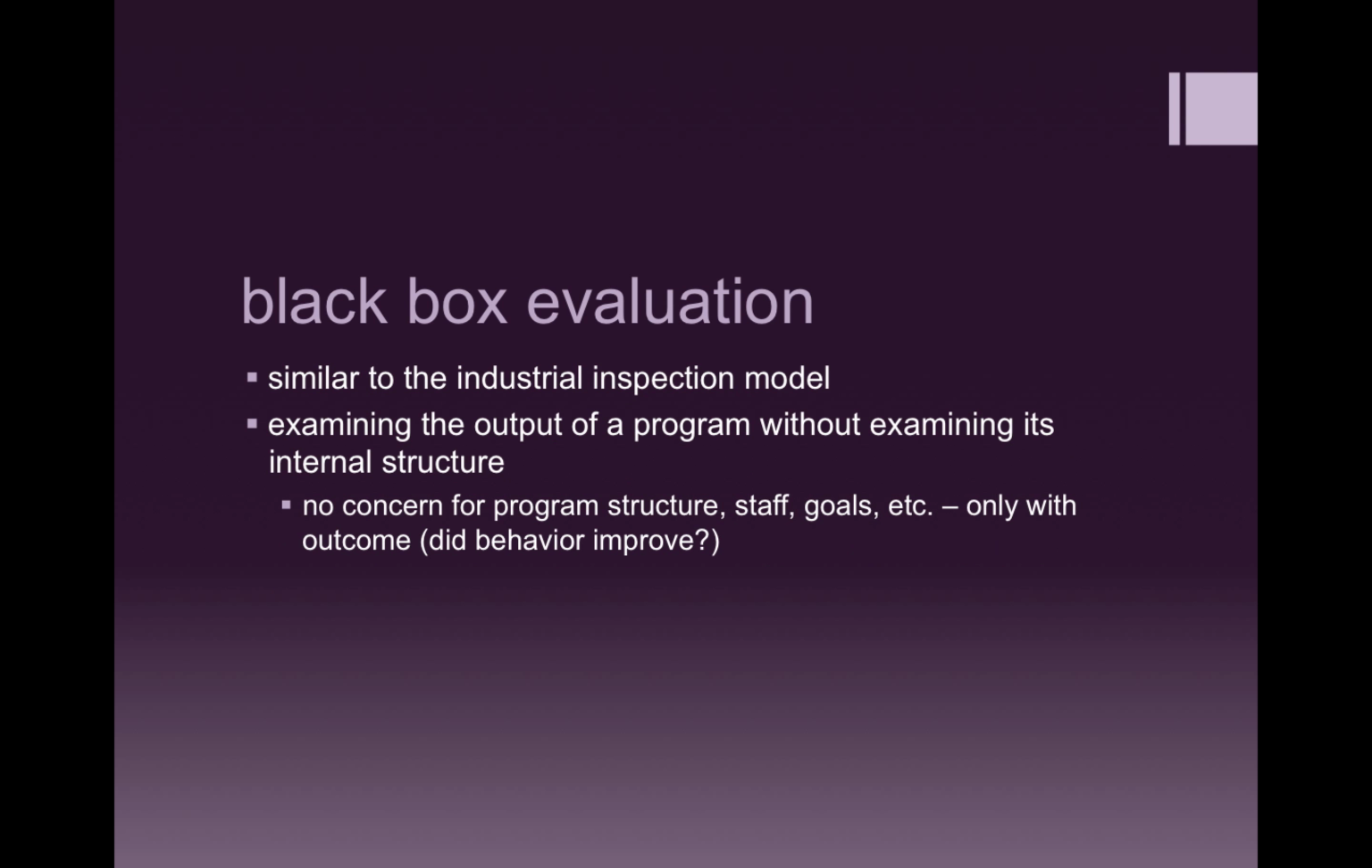Then we have the black box evaluation, which is similar to the industrial inspection model, but it's an evaluation that is designed to examine the output of a program without looking at its internal structure. So during the evaluation itself, program planning, program structure, staff, goals, resources, etc. are not examined, only the outcomes are. It's called black box because you can envision putting a black box over all that information, and you're just looking at the output.